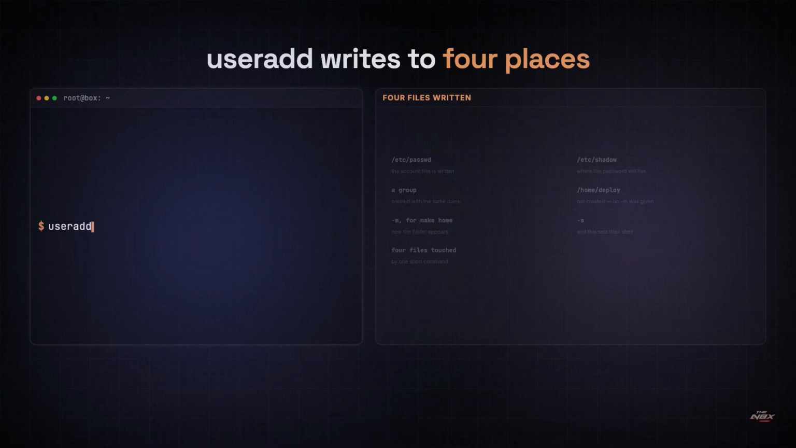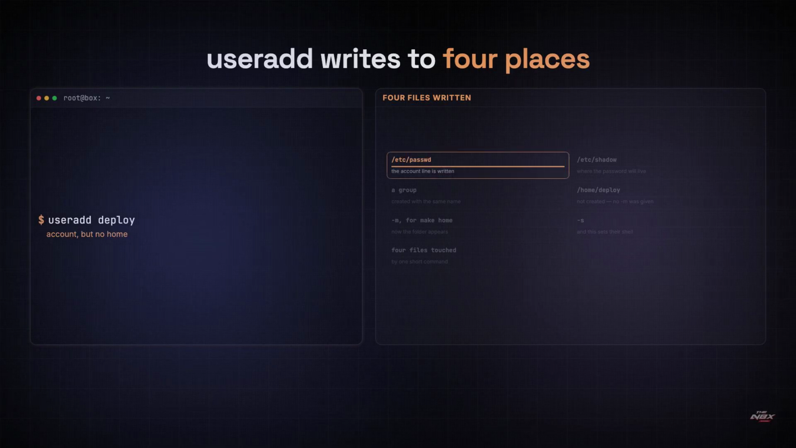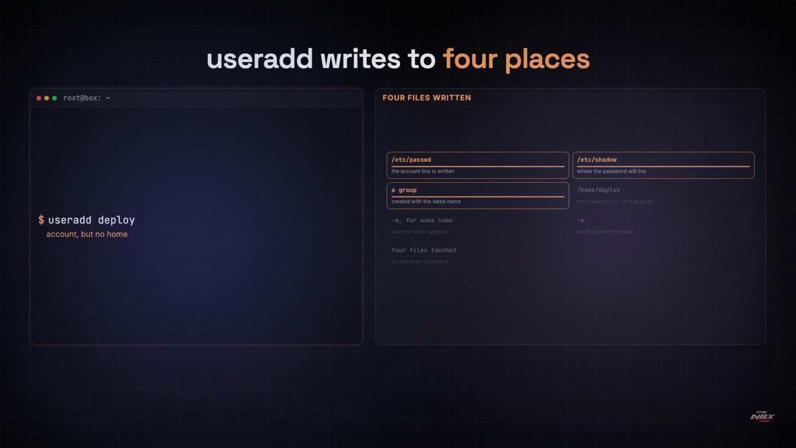Useradd looks like one small command, and it's quietly doing 4 things at once. Useradd writes a line into /etc/passwd, which is the account itself. Useradd writes an entry into /etc/shadow, where the password hash will eventually live. Useradd creates a group with the same name as the user. And then it stops, because the home directory isn't created unless you ask.